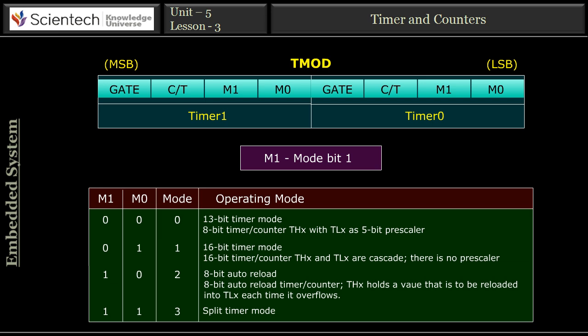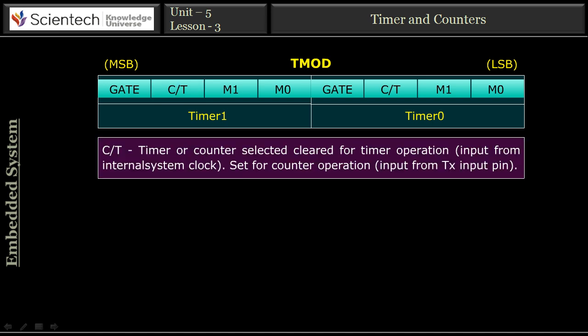Next bit of TMOD register is C/T. This bit in the TMOD register is used to decide whether the timer is used as a delay generator or an event counter. If C/T is equal to 0, it is used as a timer for time delay generation. The clock source for the time delay is the crystal frequency of the 8051 microcontroller. If C/T is equal to 1, then it works as an event counter.